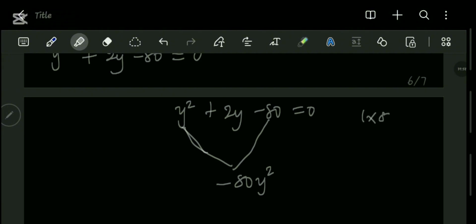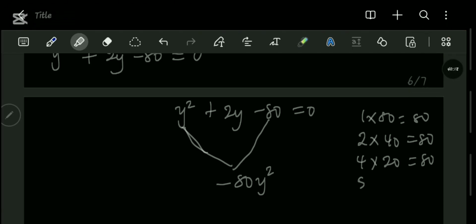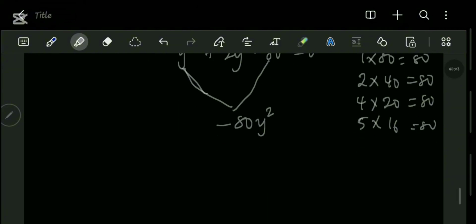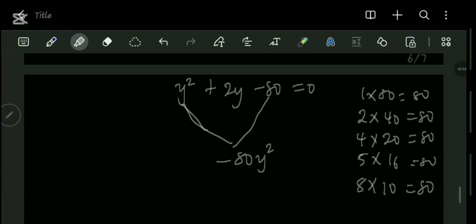So first one is 1 times 80 is 80. 2 times 40 is 80. 3 is not a factor. 4 times 20 is 80. 5 is a factor, so 5 times 16. 6 is not a factor. 7 is not a factor. 8 is a factor. 8 times 10 is 80. Okay, I think I can get it. Let's see. I'm having 5 pairs here.